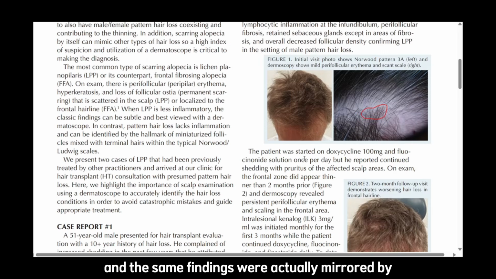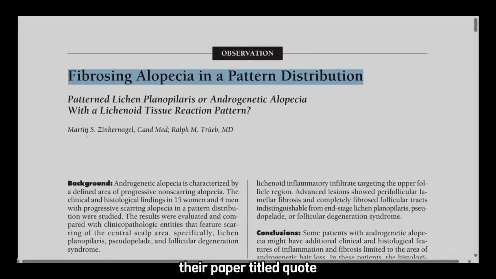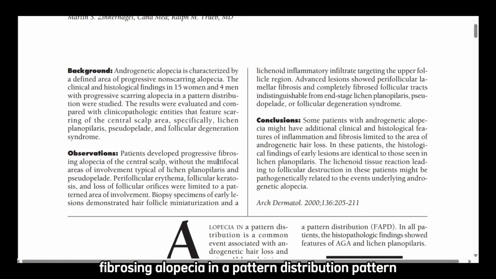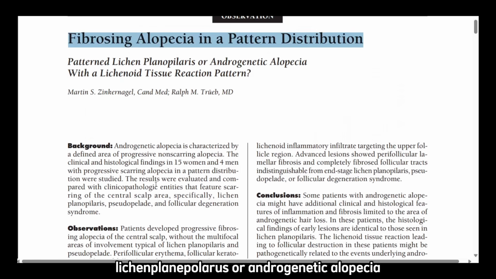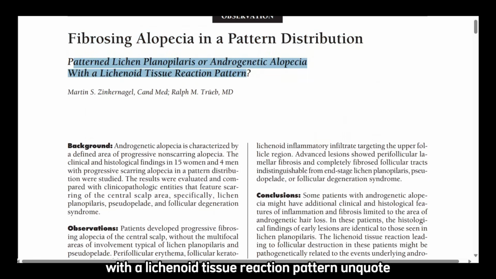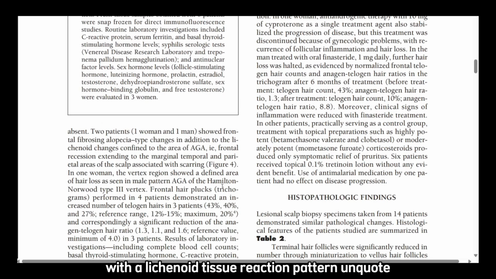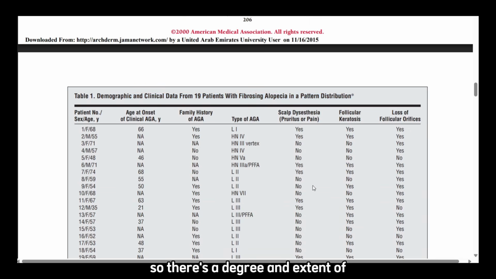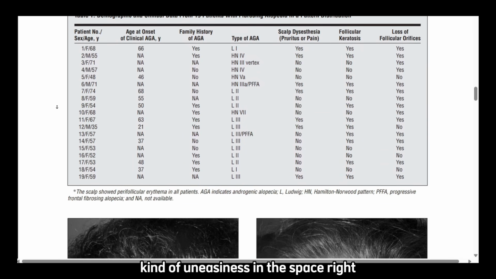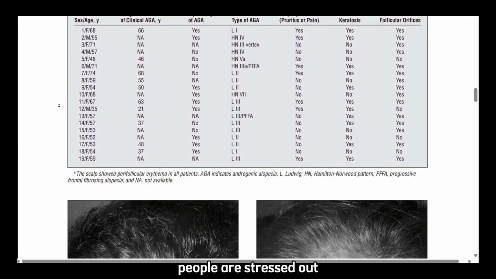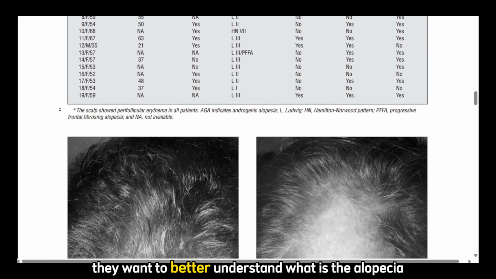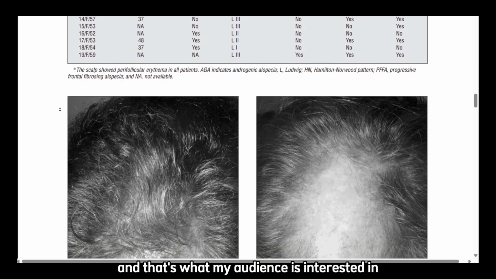And the same findings were mirrored by Dr. Ralph Trueb and Martin Zinkernagel in their paper titled, quote, "Fibrosing alopecia in a pattern distribution, pattern lichen planopilaris, or androgenetic alopecia with a lichenoid tissue reaction pattern," unquote. So there's a degree of uneasiness in the space, right? People are stressed out. They just want better diagnostic tools. They want to better understand what alopecia they're dealing with. And that's what my audience is interested in.